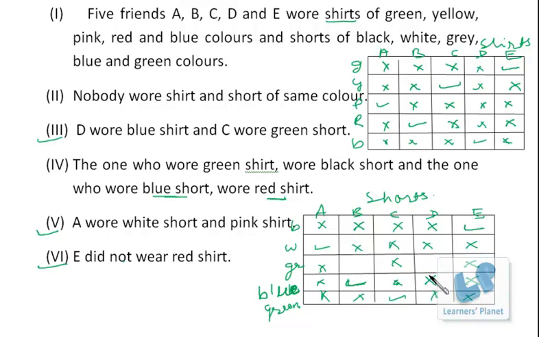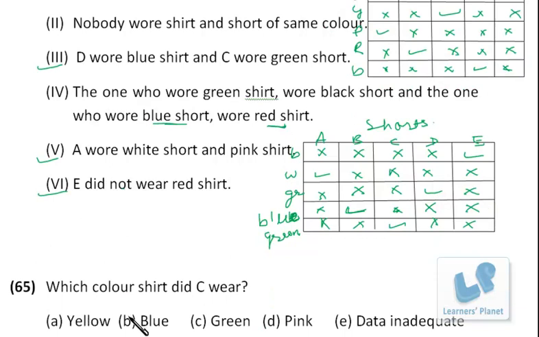Over here these 4 are incorrect. That means this is correct. These 3, this is correct, so this is even incorrect. Now we have got the complete information who has worn which color of short and shirt, right? Now let's begin to give the answers.